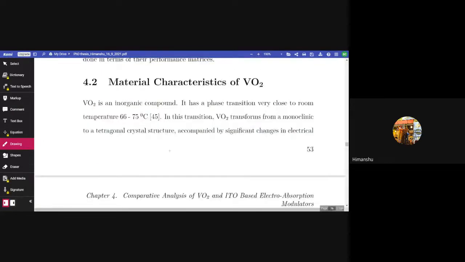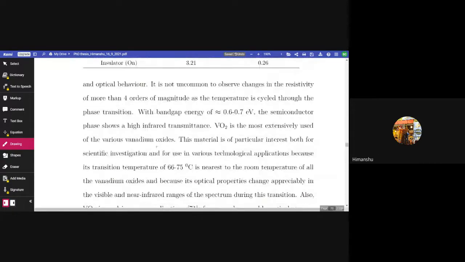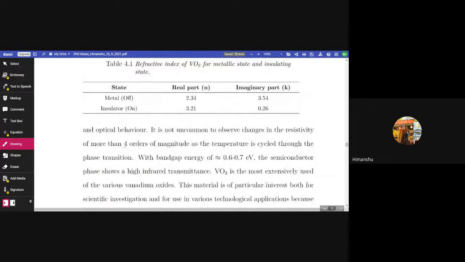Now, coming to section 4.2, material characteristics of vanadium dioxide (VO2). VO2 is an inorganic compound. It has a phase transition very close to room temperature, 66 to 75 degrees Celsius. Reference number 45. In this transition, VO2 transforms from a monoclinic to a tetragonal crystal structure, accompanied by significant changes in electrical and optical behavior. It is not uncommon to observe changes in the resistivity of more than 4 orders of magnitude as the temperature is cycled through the phase transition. With bandgap energy equivalent to 0.6 to 0.7 electron volt, the semiconductor phase shows a high infrared transmittance.